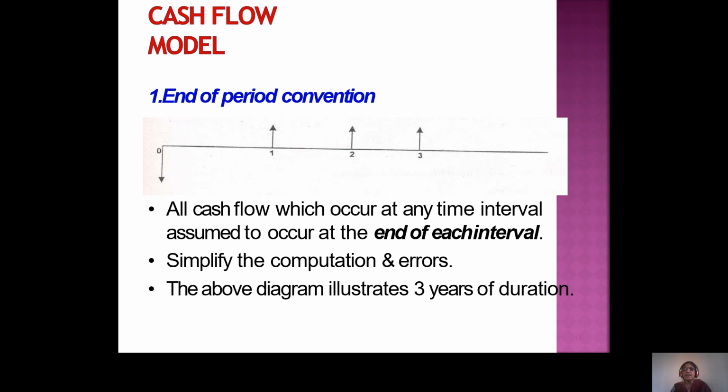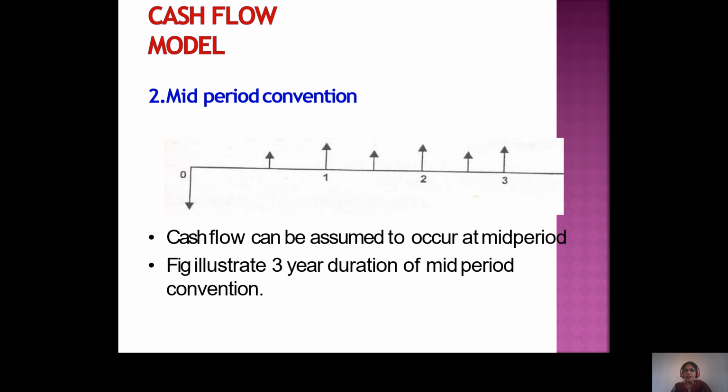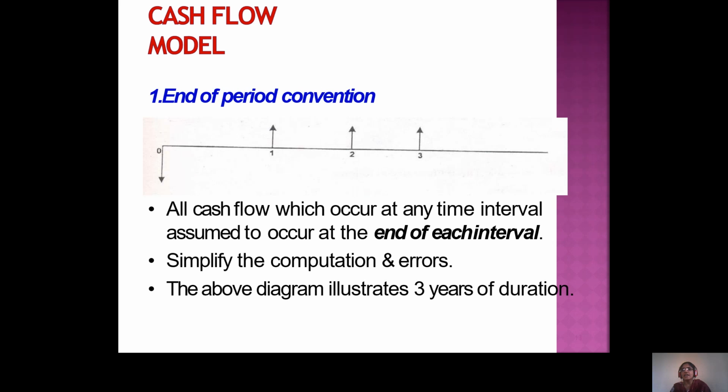And the next one is mid period convention. In the end of period convention, for 3 years, we have taken the last as the end of the period. So 1, 2, 3, at the end, we assume the cash flow to occur at the end of each interval, then it is called end of period.